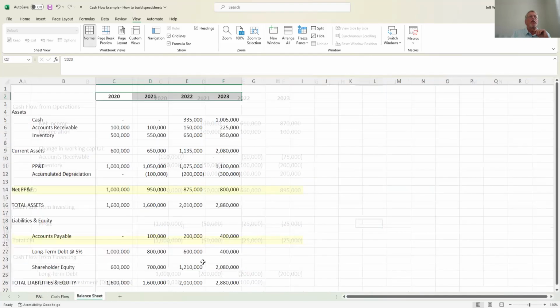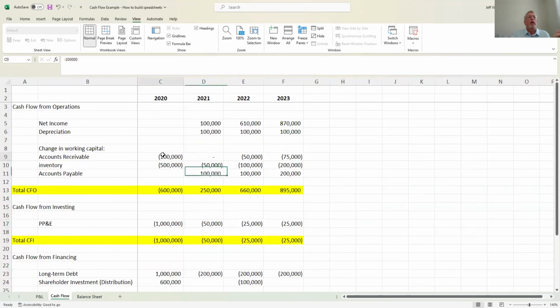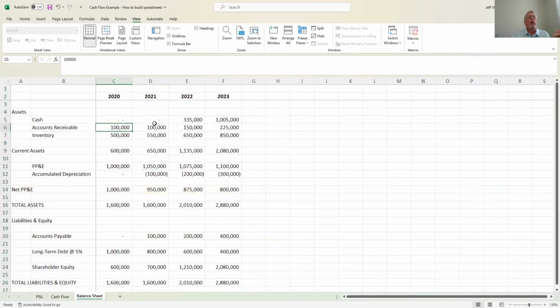So let's go to the balance sheet. What's the balance sheet look like at the end of 2020? You just bought the business. We showed you that you paid 100,000 for receivables, 500,000 for inventory. Here's your 100,000, here's your 500,000. Current assets of 600,000. You bought $1 million in property, plant, and equipment. Total of 1,600,000. Long-term debt, equity 1.6. So this is where we started.